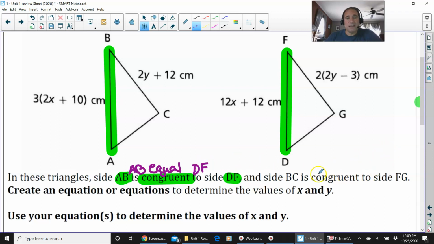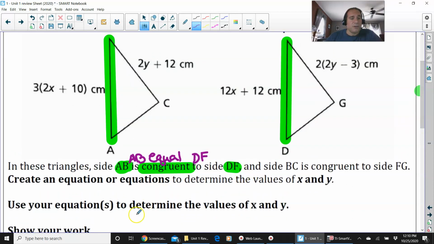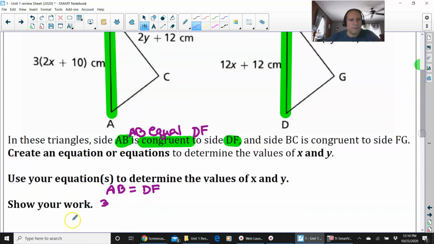All right, so if they're equal, then you're setting up an equation that AB is equal to DF. So I am going to just go ahead, AB is equal to DF. And I'm going to set up 3 times 2x plus 10 is equal to 12x plus 12. They're equal to each other. Okay, so I'm going to put a line.